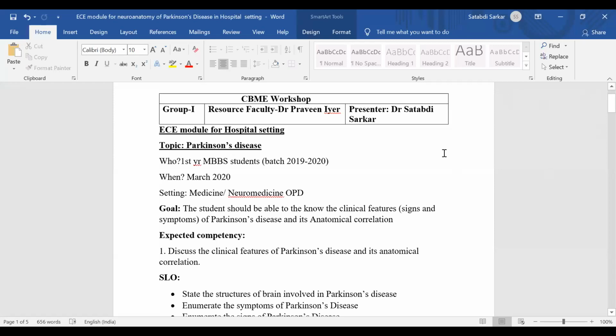The goal of this EC module is that the student should be able to know the clinical features, that means the signs and symptoms of Parkinson's disease and its anatomical correlation. The expected competency is to discuss the clinical features of Parkinson's disease and its anatomical correlation.